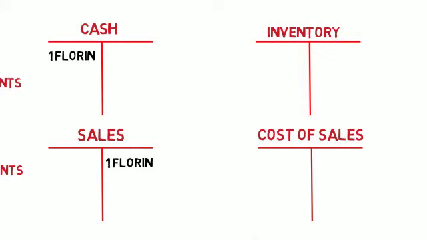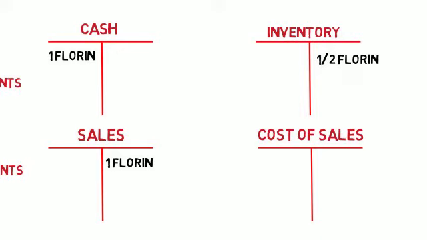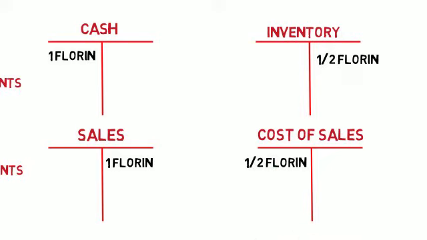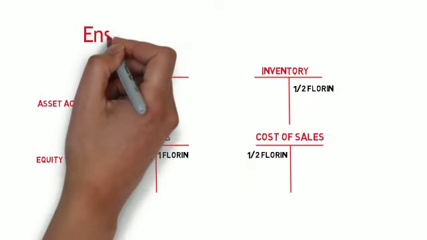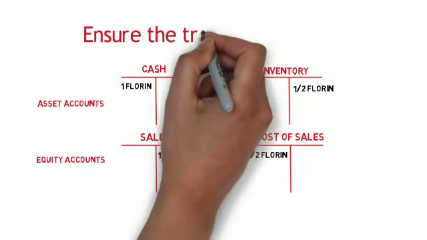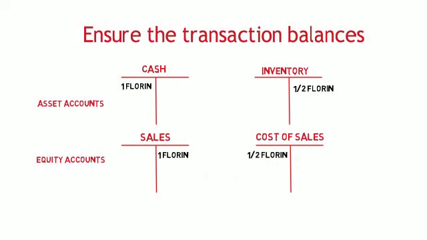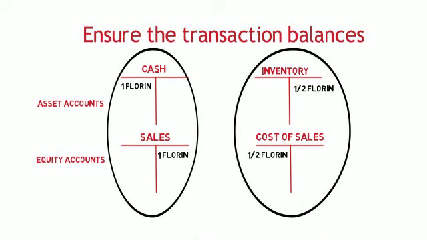Assuming that the apple cost Luca half of that, then the inventory value was 1/2 florin. So we can reduce inventory by that amount and increase cost of goods sold by that amount. So we credit inventory by 1/2 florin and we debit cost of goods sold by the same amount. Step 5, does everything balance? Well, yes, it does.